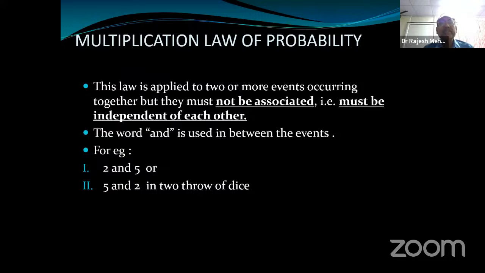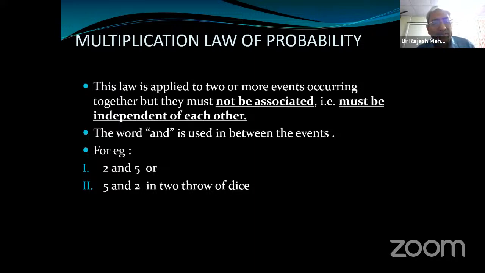Now, the multiplication law. This law is applied to two or more events occurring together, but they must not be associated; they must be independent of each other. Suppose we are talking about the birth of a child, and on the other side king or cross. Both are not associated. When you ask what the probability is that there will be a boy child and a king, in such cases you need to use the word "and", and because you use the word "and", it will be the multiplication law.